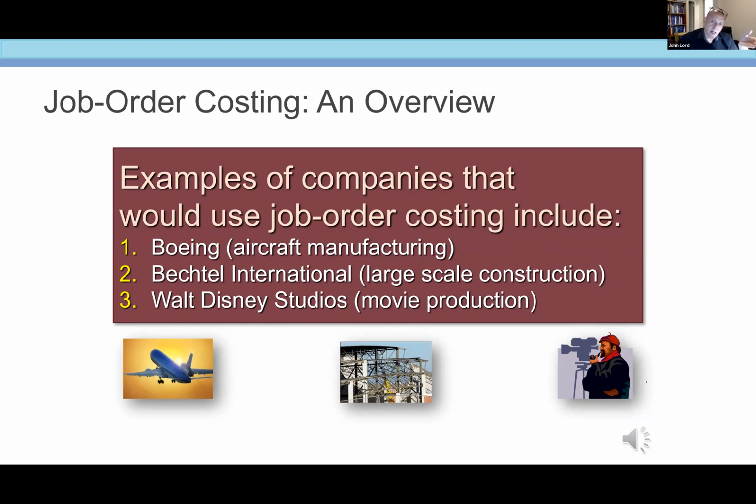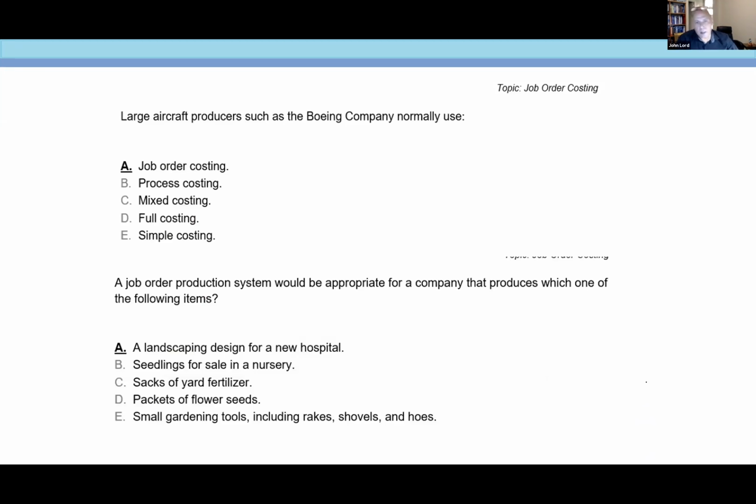If you're building a hospital versus a housing community, obviously that job is going to be different. And so those would be done specific to the order for that. Movies, maybe you're doing a romantic comedy versus a Pixar movie. Obviously the cost associated with that is going to be different. And so we would gather the cost specific to that job. Okay, so that's the kind of thing that we're talking about here.